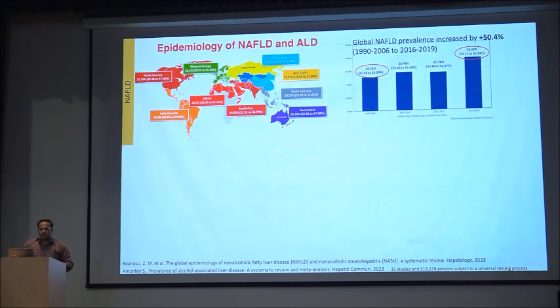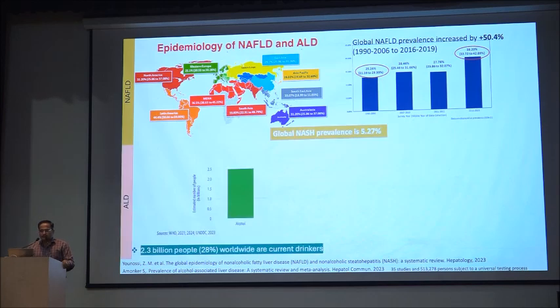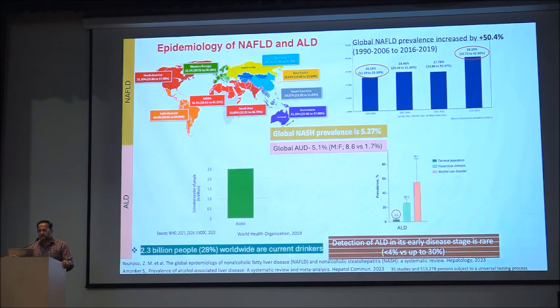Globally, coming to prevalence, NAFLD prevalence has increased by 50% between 2006 and 2019, from 25% global prevalence in the general population to 38%, and the global prevalence of NASH is 5.3%. Coming to alcohol consumption, nearly 28% of people worldwide, 2.3 billion people, consume alcohol. The global prevalence of alcohol use disorders is 5.1%, with males having more prevalence. In the general population, ALD prevalence is 3.1%, which increases to above 50% if alcohol consumption rises further.